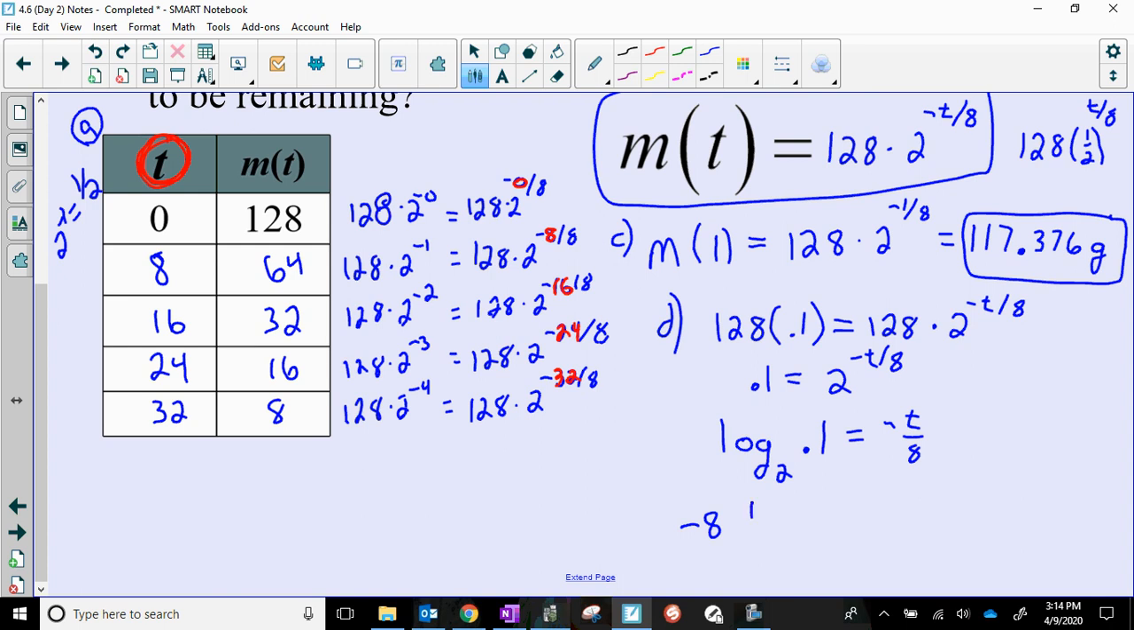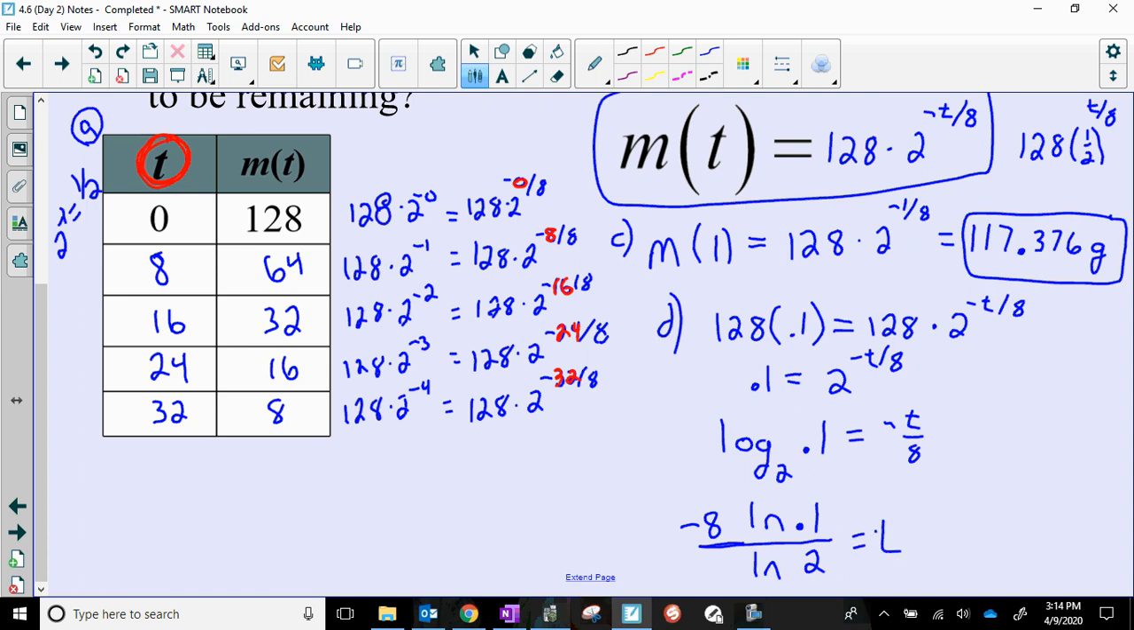I'm going to go ahead and use the change of base formula. So those of you who don't have the special button in your calculator can calculate it with us. So I'm going to change the log base 2 of 1/10 to the natural log of 1/10 over the natural log of 2.